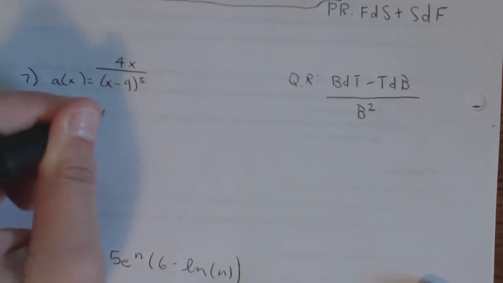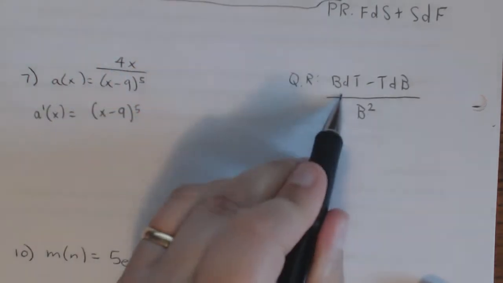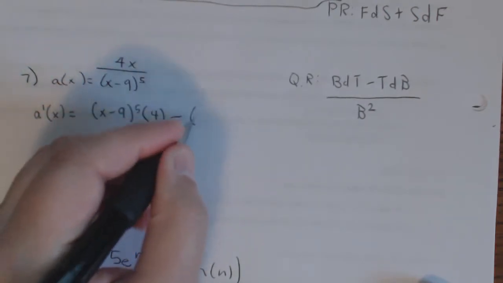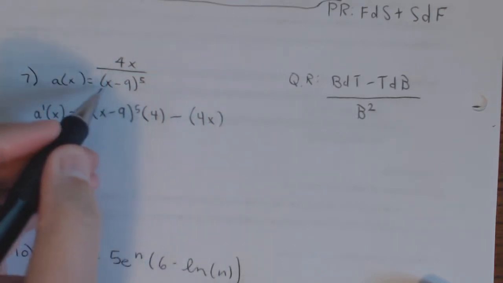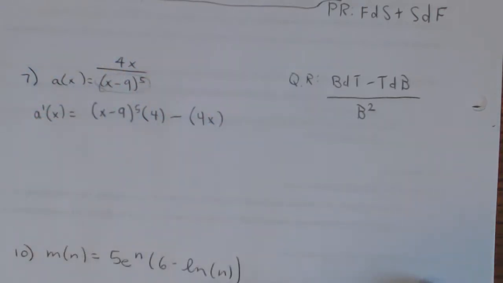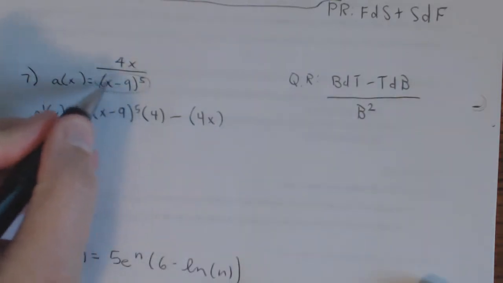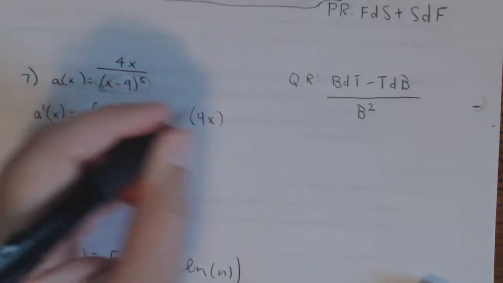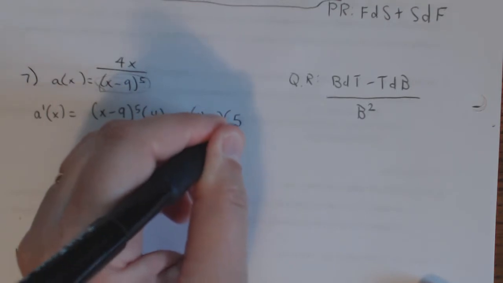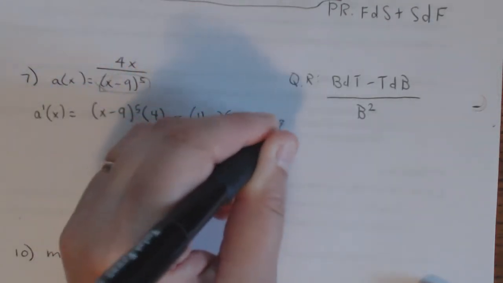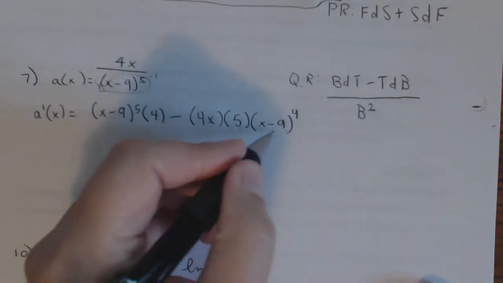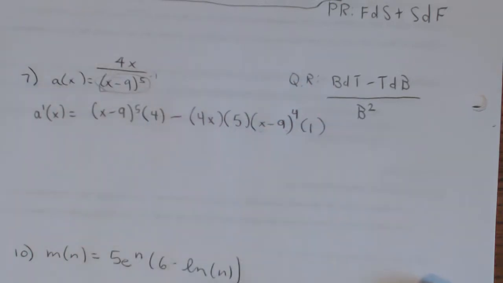So no radicals to rewrite, so I'm just going to take the derivative. The bottom is (x minus 9) to the 5th times the derivative of the top. Well, the derivative of the top is 4, minus the top, which is 4x, times the derivative of the bottom. Now when we take the derivative of the bottom, we have to use the chain rule. So the chain rule says that you're going to treat this as one thing, like u to the 5th, and take the derivative of the outside. So this to the 5th has a derivative of 5 times this unchanged, and that 5 is going to go down to 4 because you subtract 1. Then you take the derivative of the inside, well, that's just 1.